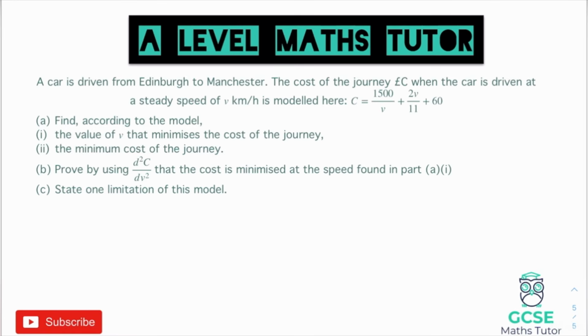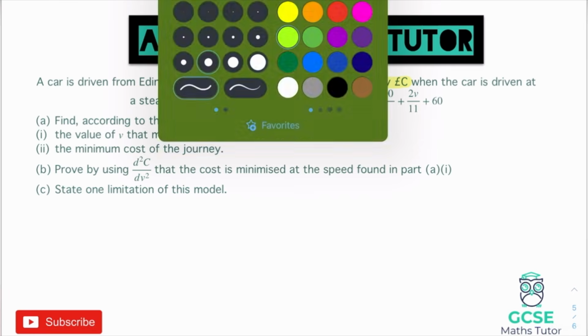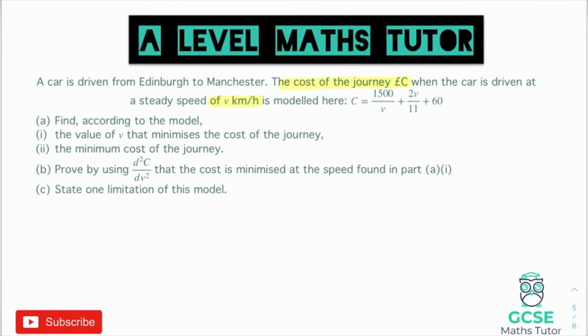So this question here says a car is driven from Edinburgh to Manchester. The cost of the journey is £c when the car is driven at a steady speed of v kilometres per hour. It's modelled here, so the cost is equal to 1,500 over v plus 2v over 11, plus 60. So this is our model just here, and then it asks us to do a few things.